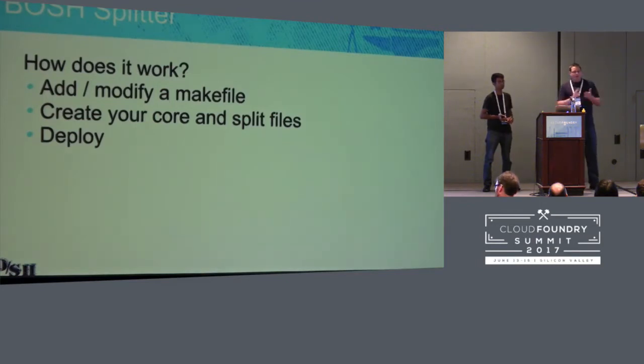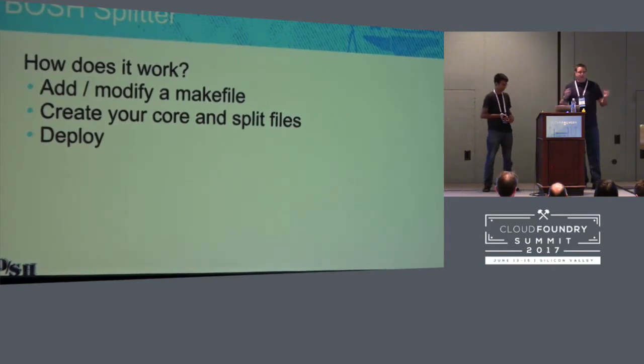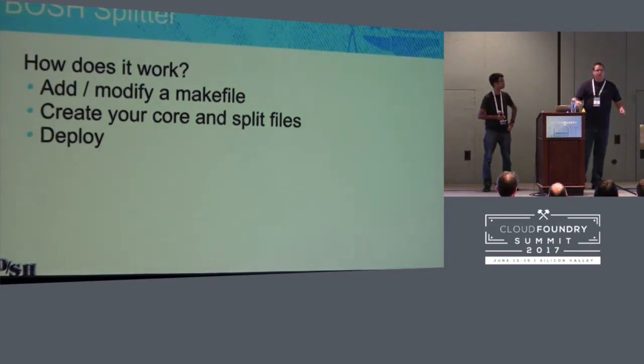What it is, is a post process that will take your big deployment manifest and carve it up into smaller deployment manifests that are easier to manage for whatever your reason is. So we have a makefile that's going to help us do that, where I'm going to specify what the jobs are that I want to split out of the main big deployment manifest, and I'm going to wind up with something that's called core and something that's called split.